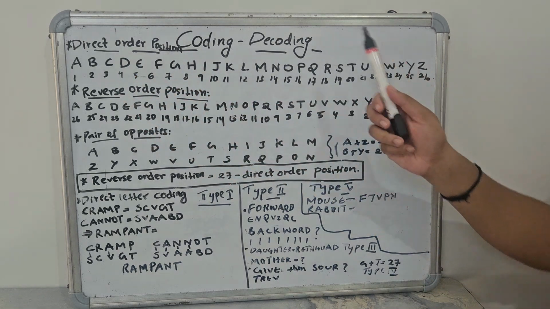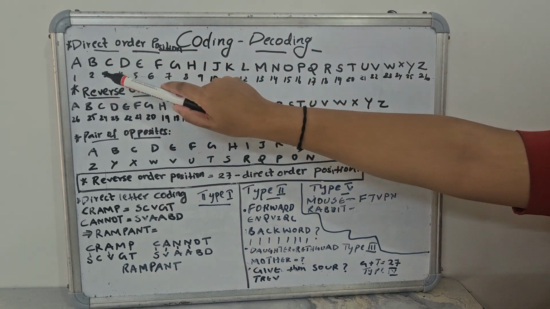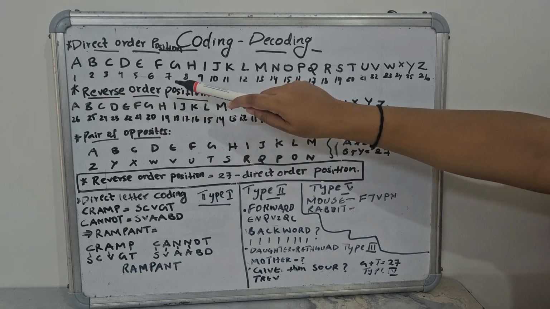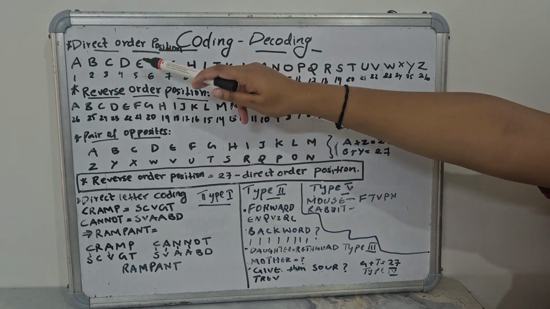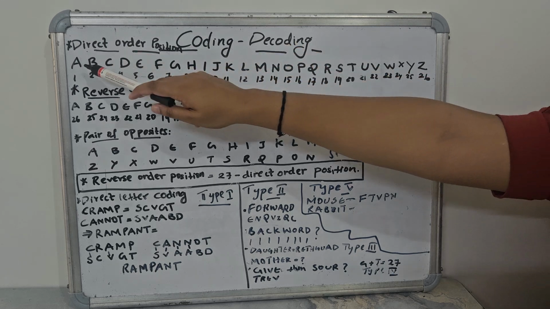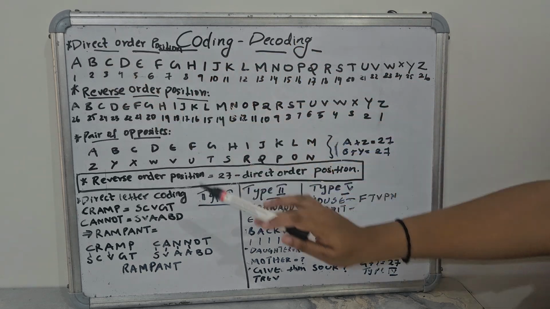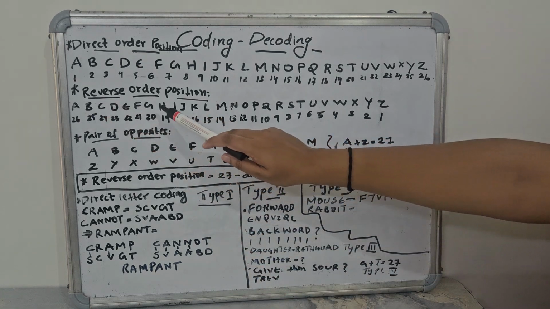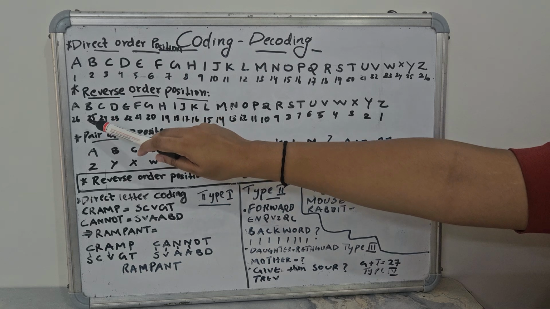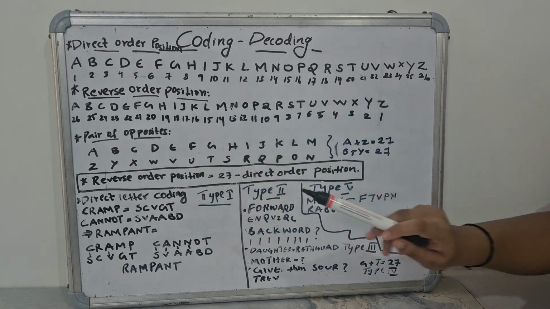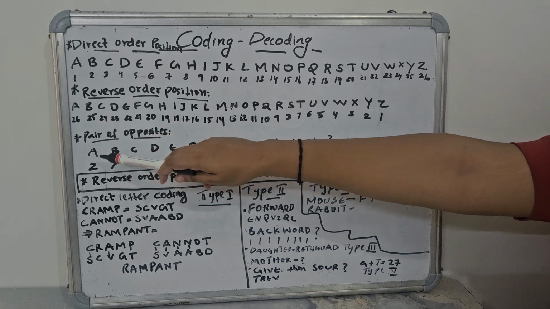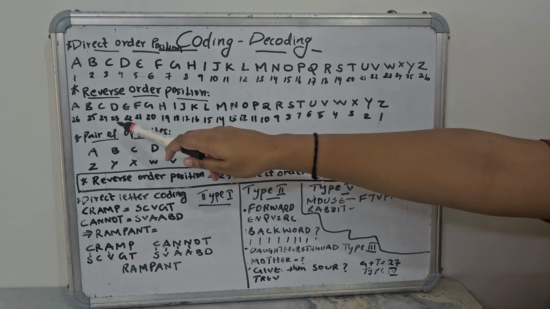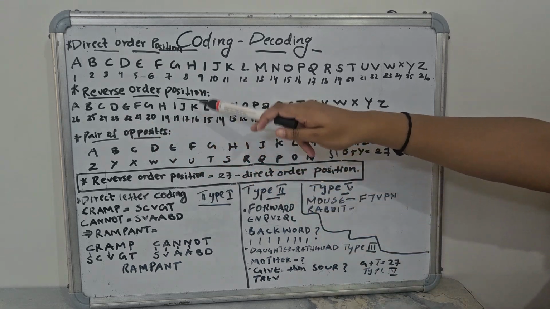From A to Z, alphabets are given and their corresponding numbers are given. A, B, C, D, E, F, G, H and so on, and 1, 2, 3, 4, 5, 6, 7, 8 and so on. This is called direct order position. Directly the number and its corresponding alphabet is given. Next is reverse order position. A, B, C, D, E, F, G, H are numbered as 26, 25, 24, 23 and so on. A corresponds to 26, B corresponds to 25, C corresponds to 24 and so on. This is the reverse order position.